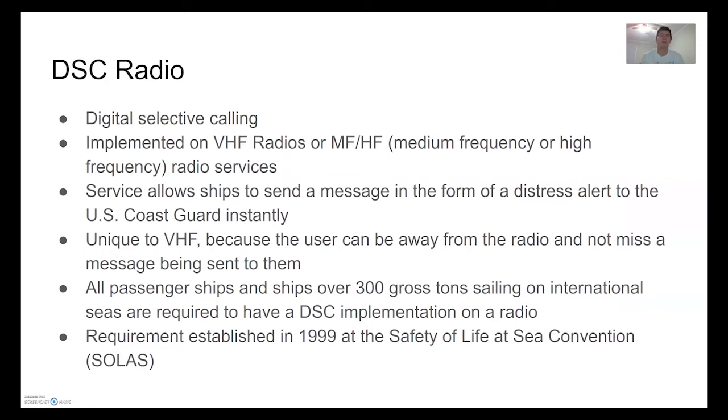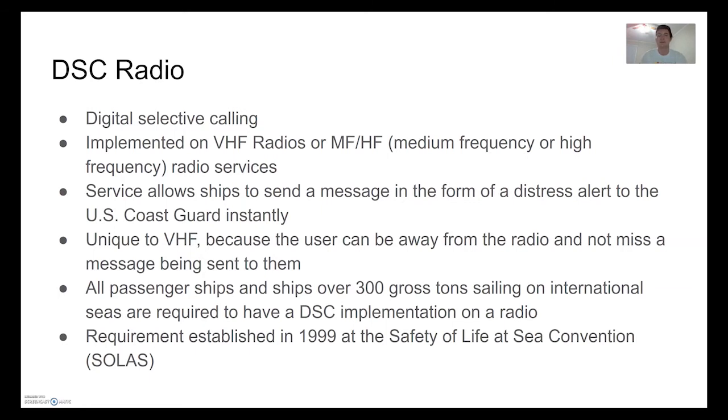And the next radio I would like to talk about that is still in the A1 group would be the DSC radio. And the DSC radio stands for Digital Selective Calling. And it is a form of VHF radio. It is implemented on them. And you have the option of medium frequency or high frequency radio services. And this service allows ships to send a message in the form of a distress alert to the U.S. Coast Guard instantly. And it's unique to the VHF because the user can be away from the radio and not miss a message being sent to them.